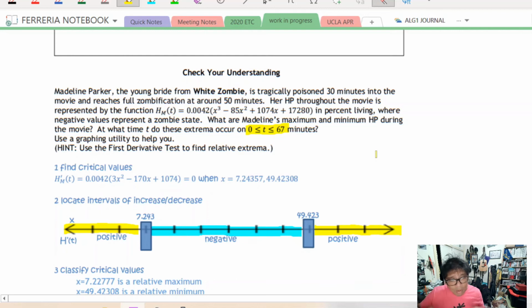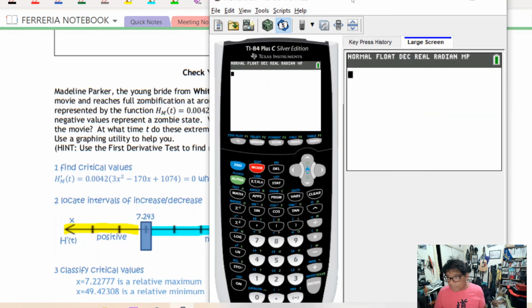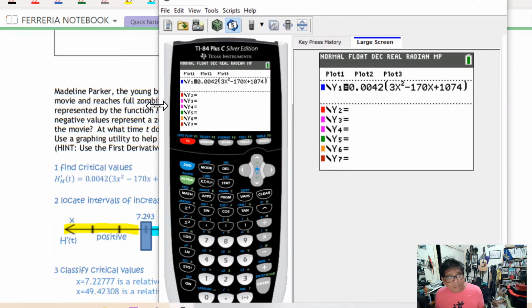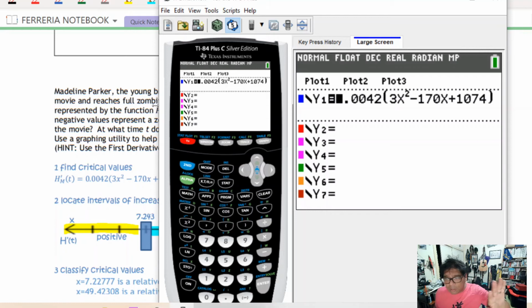Since we have a graphing utility, we can graph this derivative to help us find where it is equal to 0. Here's my calculator, and I'm going to go to the y equals menu, and you'll notice that I've already typed that out. Now all I have to do is analyze this function, and I'm going to do it graphically. Later in the class, we'll take a look at this using the solver, which I'm sure many of you are very interested in learning how to use. We will learn that, but right now we're going to do this graphically.